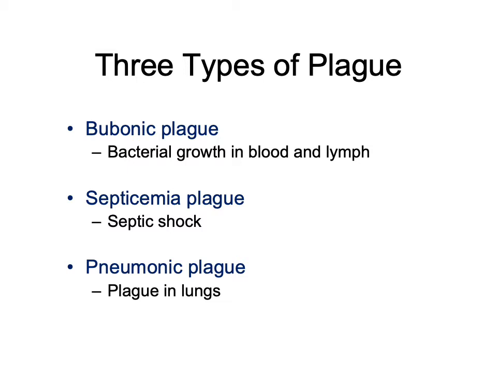The other types of plague include septicemia plague that is associated with septic shock. Again, septic shock is the worst form of sepsis. It includes uncontrolled blood pressure dropping. So you can't control the blood pressure and it plummets. Pneumonic plague infects the lungs. It's a very serious type of plague. It can cause fluid buildup within the lungs. You're not able to exchange gases. It has a very high fatality rate.